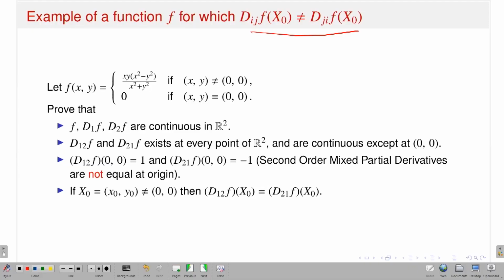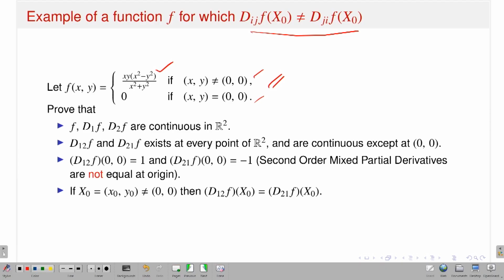What does it mean? You calculate the partial derivative of f with respect to the i variable first and then j, and first j then i, evaluated at the point, and they are not equal. For example, this is the function f(x, y) = xy(x² − y²)/(x² + y²) if (x, y) is non-zero, and 0 if (x, y) = (0, 0). This function is very nice except at the point (0, 0), because this is the breaking point. If (x, y) is non-zero, this function is a quotient of two polynomials in x and y.